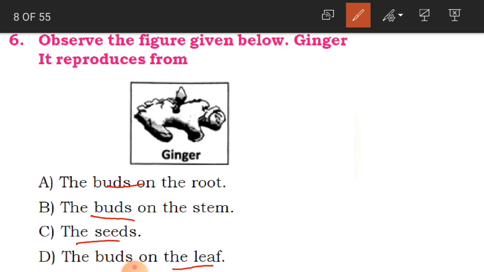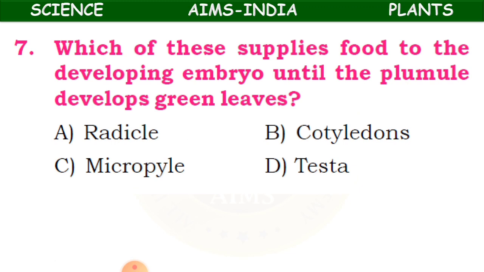So what did we learn, children? Ginger reproduces from the buds on the stem. Clear? B option is the correct one. Clear children? Now we'll go to the seventh one.